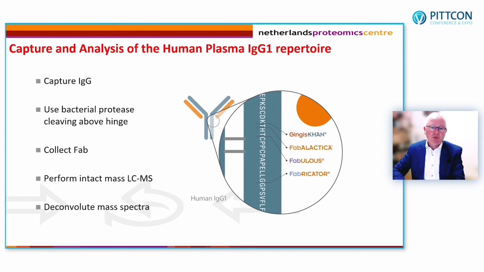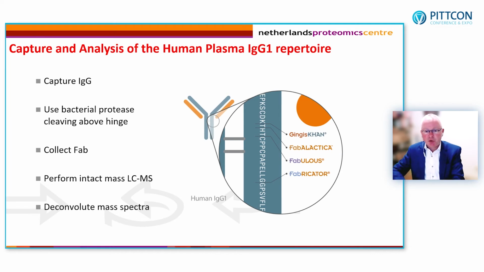So what did we do? It's relatively simple. We start with blood. We capture all the IgG molecules out of the blood. And then we do something a bit clever. We cleave off from the antibody only the region where these hypervariable parts are, only the region that is recognizing these antigens, and we get rid of the major part of the molecule, which is called the Fc part.